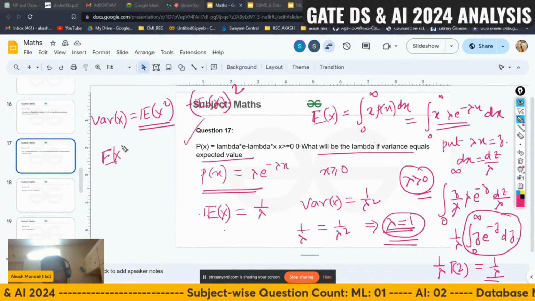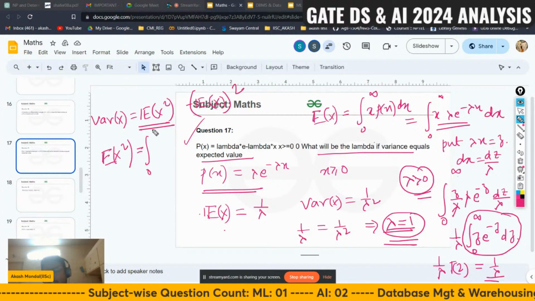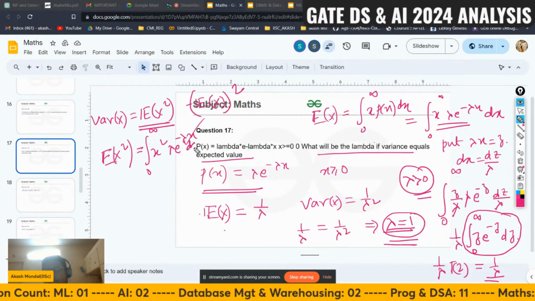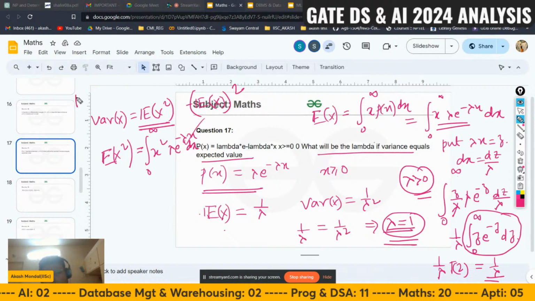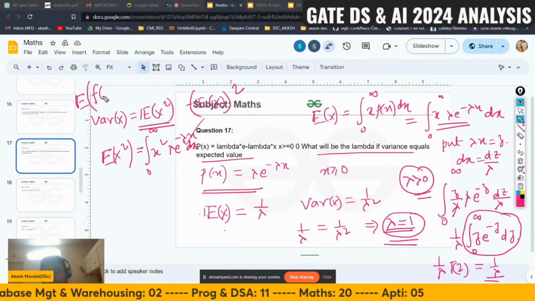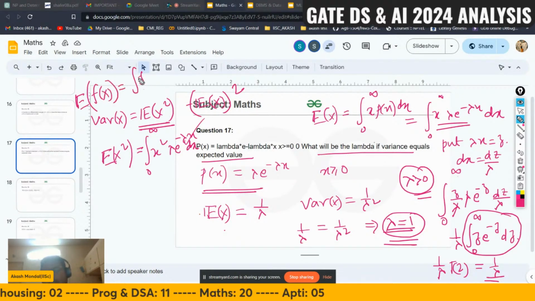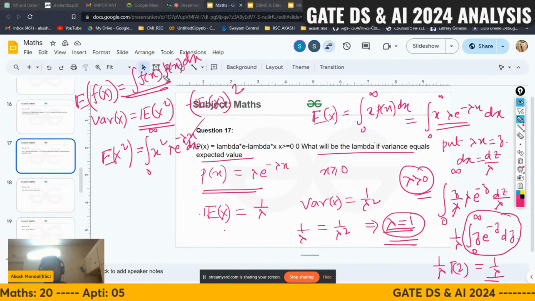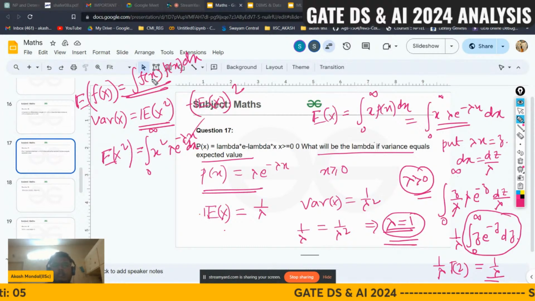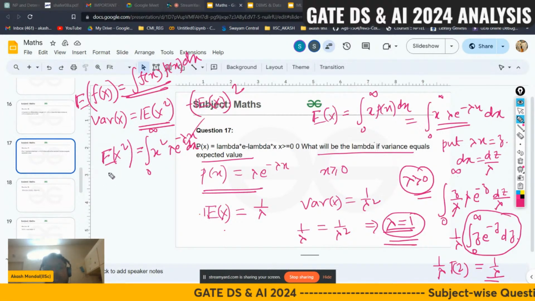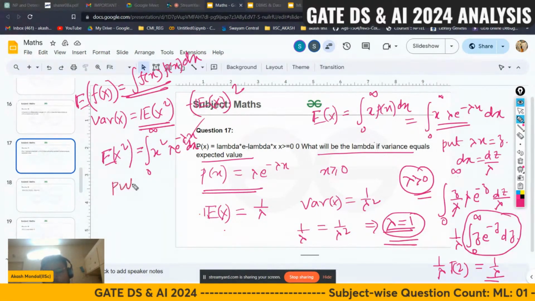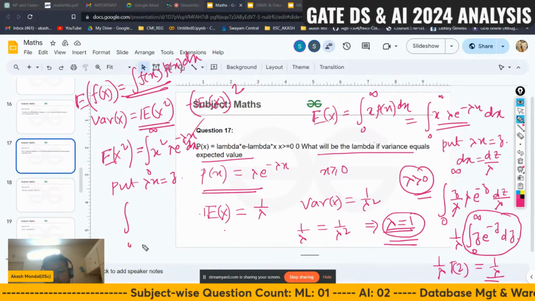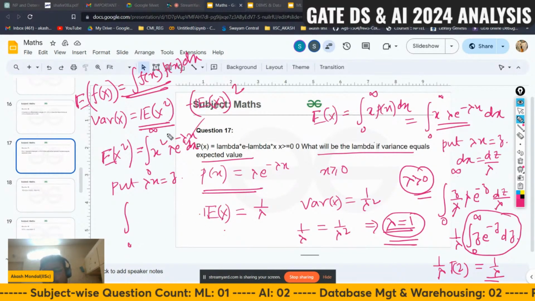Let's just do it. Expected value of x square is nothing but 0 to infinity x square times lambda e power minus lambda x dx. I'm just using one formula, which is expected value of f of x is nothing but integral f of x p(x) dx. This is known as the LOTUS formula, law of the unconscious statistician. So let's do this calculation. Let's put lambda x equals to z. So this will be the same limit, right? You just need to substitute x equals to 0 and then x equals to infinity.